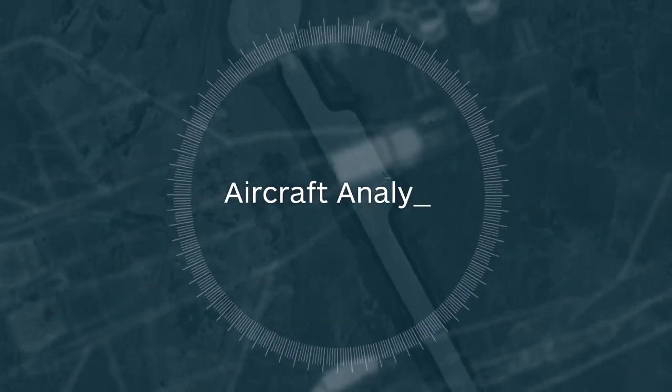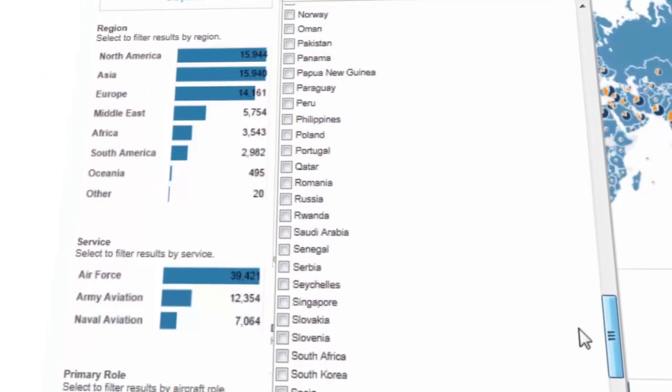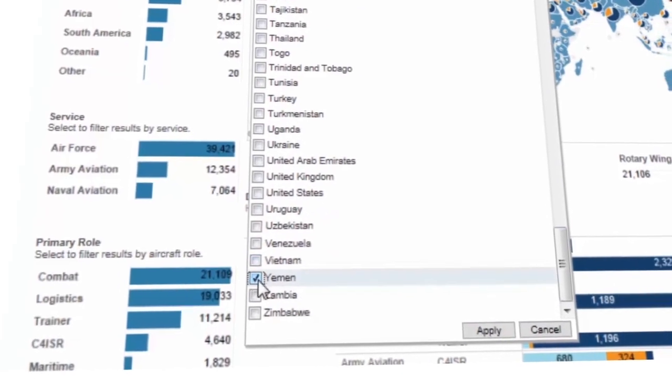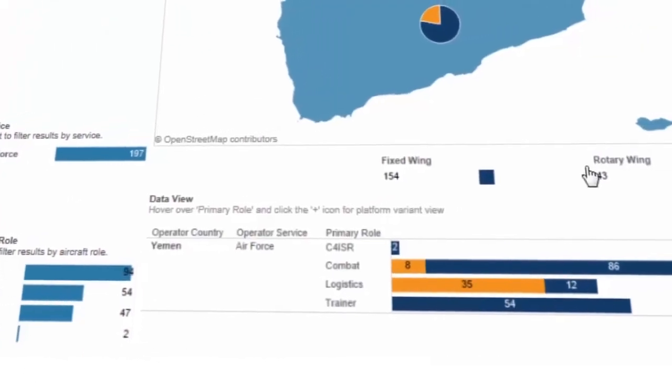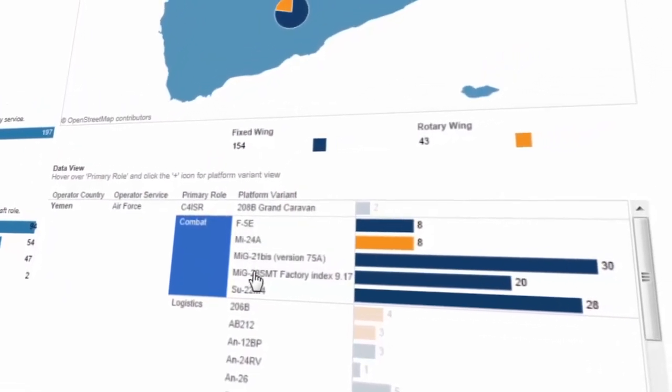We now want to understand the type of aircraft that is in service in Yemen, utilizing our satellite imagery and the Air Force Inventory analytic tool. First, we measure the wingspan of the aircraft. Then take this information and compare it to the aircraft inventory database. As you can see, we have several aircraft results.